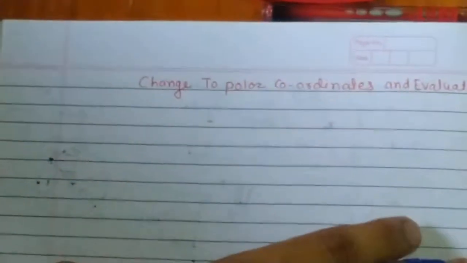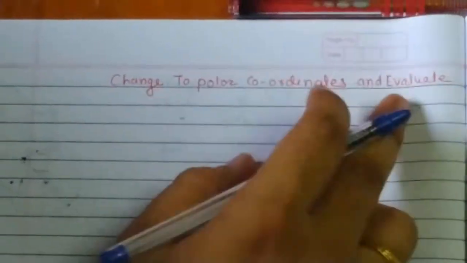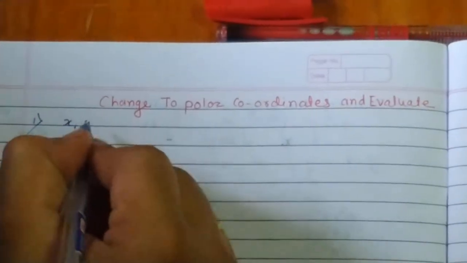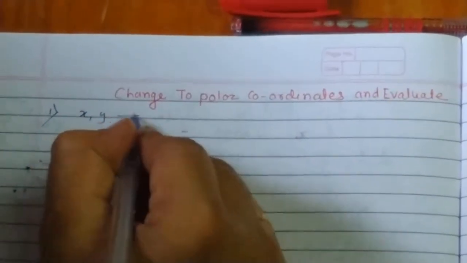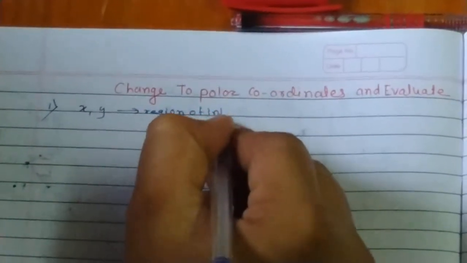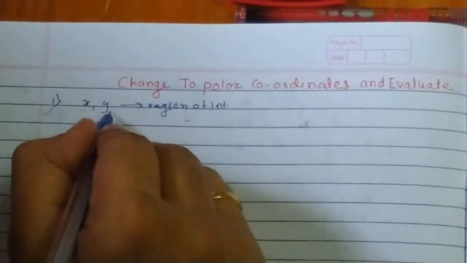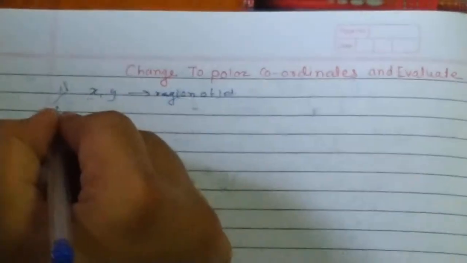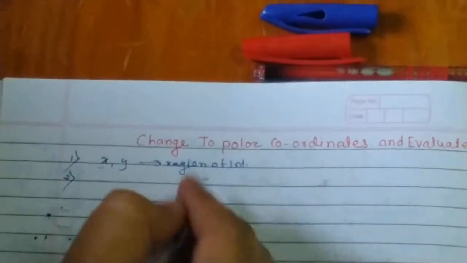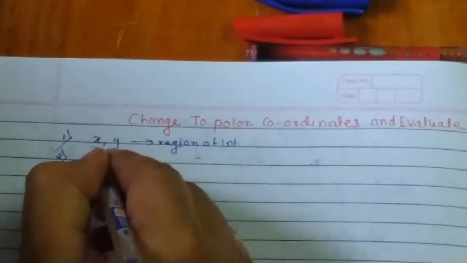Now I'll discuss a brief idea of how we are going to solve problems based on this, and I will explain the method with an example also. The first step: your problem is usually given in terms of x and y. Find the region of integration based on the problem given in the xy system or Cartesian coordinate system. Then, once you identify the region of integration, make a substitution.